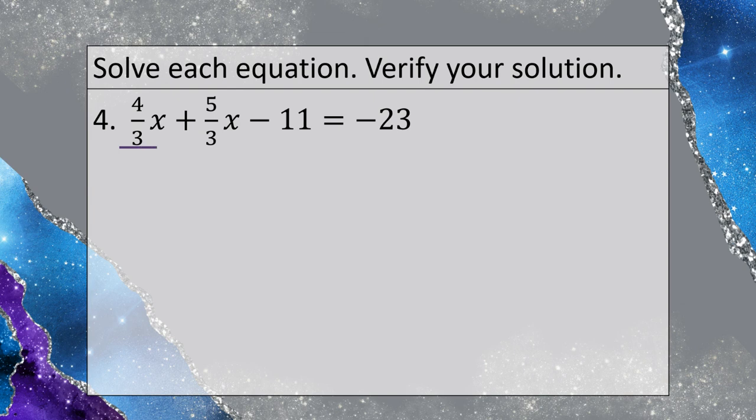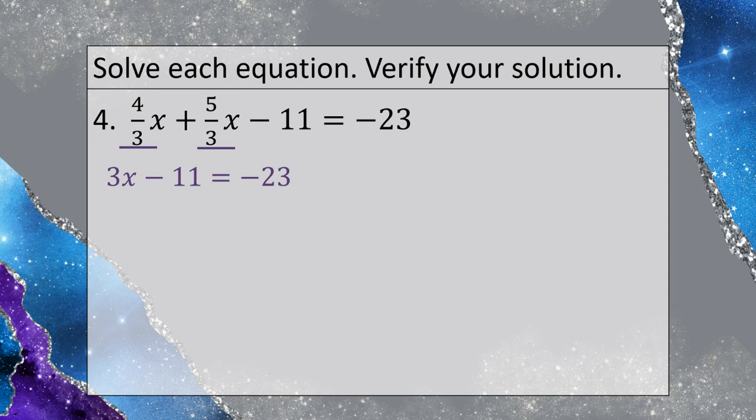For number 4, our like terms are 4/3 x plus 5/3 x. When we combine those, the coefficients are fractions, but they have a like denominator. So to add fractions, we would add the numerators and keep the denominator. So we would get 9/3. 9 over 3 gives us 3. So those x values combine, like terms combine to give us 3x.